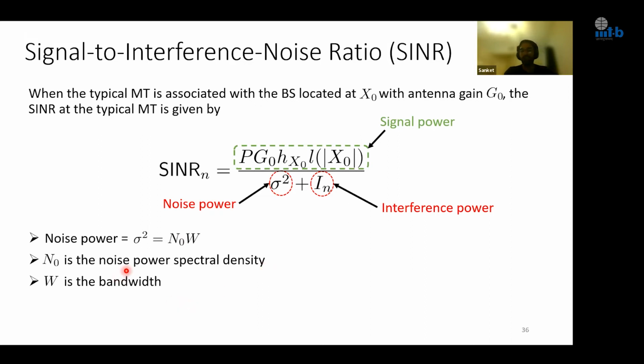Okay. And again, this noise power depends on what bandwidth we have, whether we are operating in sub-6 or mmWave. Usually the bandwidth in sub-6 could be smaller than mmWave. So usually in sub-6 they go for 20 megahertz, and in mmWave there is a possibility of going to 100 megahertz.